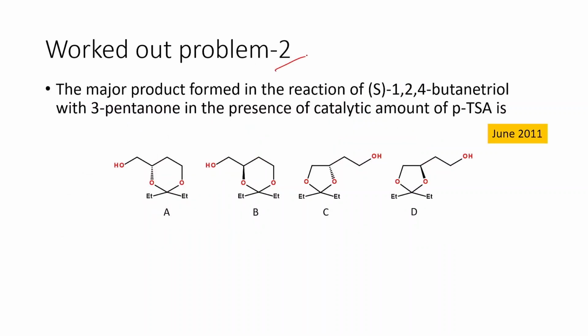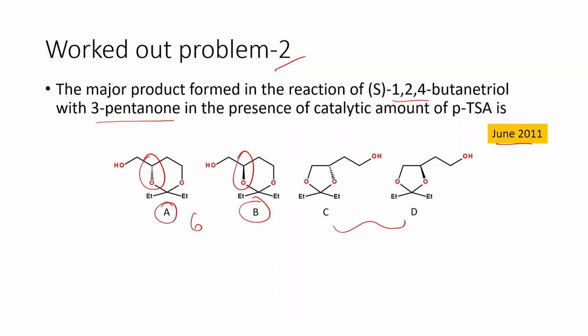So we move on to the next problem. This question was again asked in June 2011. The major product formed in the reaction of S-1,2,4-butanetriol with 3-pentanone in the presence of a catalytic amount of PTSA is, there are four products given. Products A and B are 6-membered ring products, and C and D are 5-membered ring products. This is the major difference between them, and there is also a difference in stereochemistry involved in both the products.